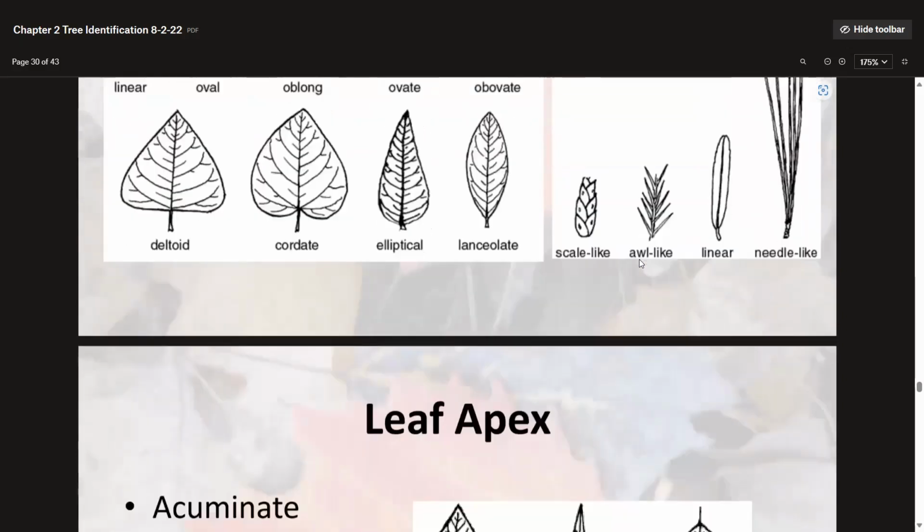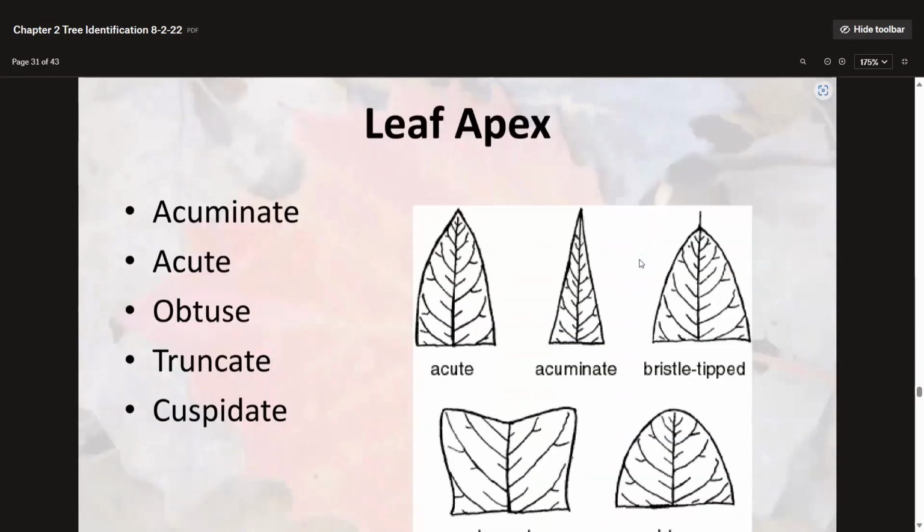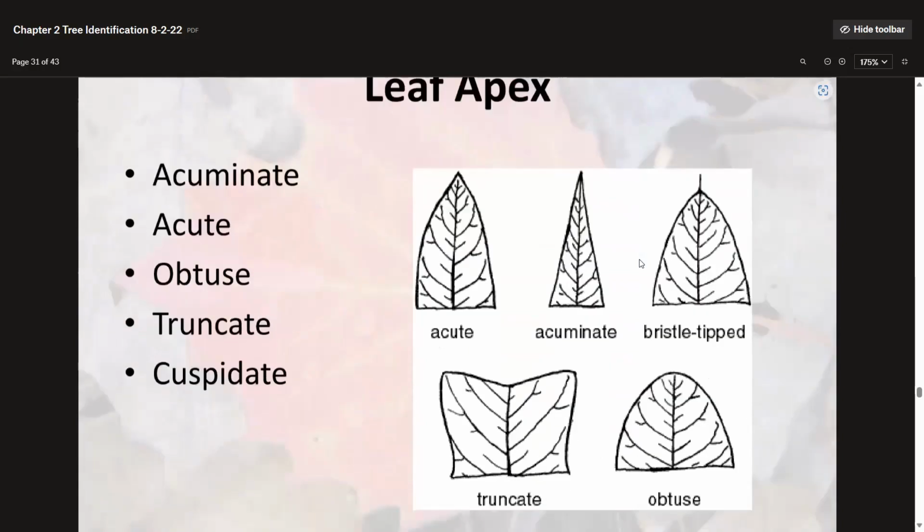Shapes can help ID. Your leaf apex, right, at the top, it could be acuminate, acute, obtuse, truncate, or cuspidate. Now, it doesn't have a picture of a cuspidate tree leaf, but can you imagine what cuspid sounds like? Like a tooth, right? A cuspid? That might tell you the shape of that tip or that apex. But just keep in mind, different shapes are going to help you ID that tree on the base and the apex.